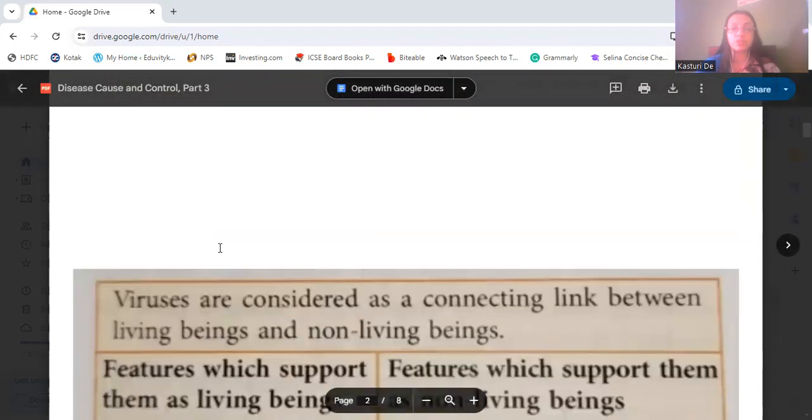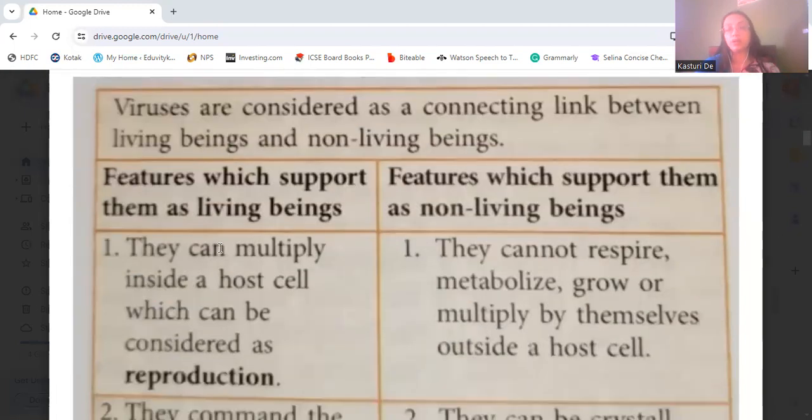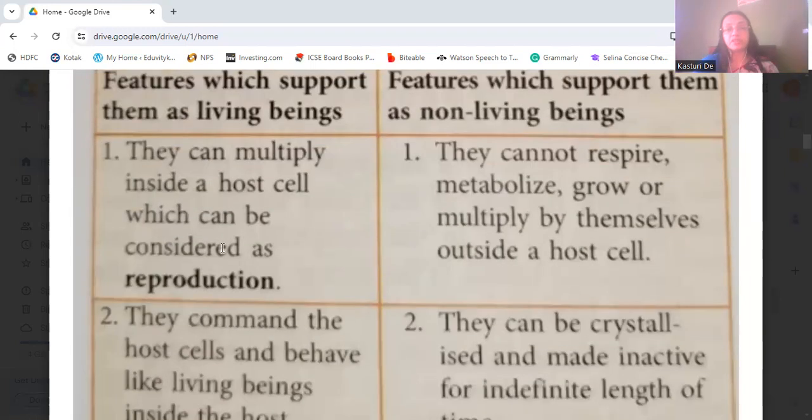Next, we come to viruses, which are considered the connecting link between living and non-living beings. They are considered as living as well as non-living. Let us see the difference between them. First, the features supporting that they are living: they can multiply inside the host cell, which can be considered reproduction. A non-living feature is that they cannot respire, metabolize, grow or multiply by themselves outside the host cell.